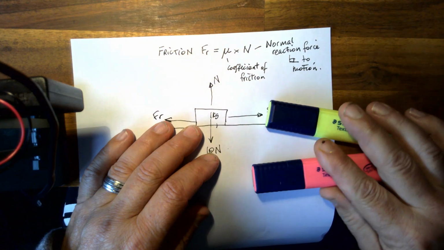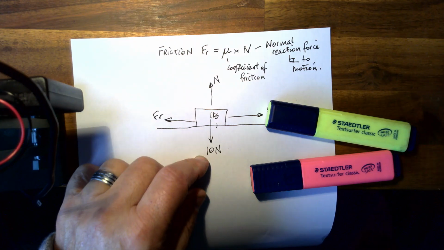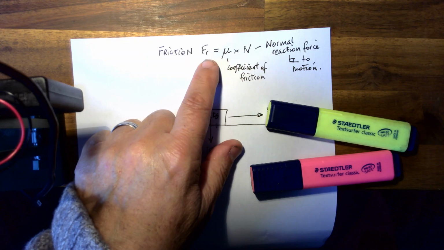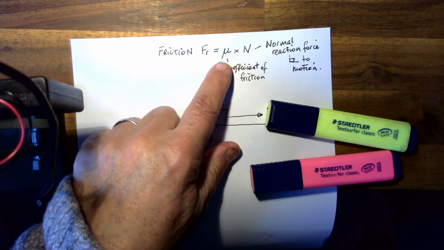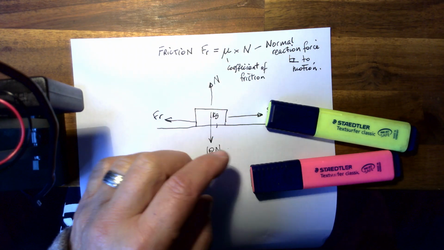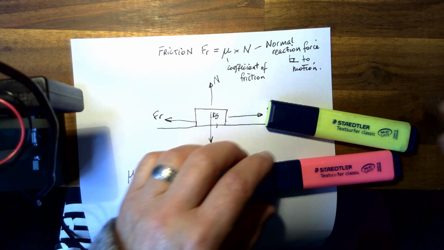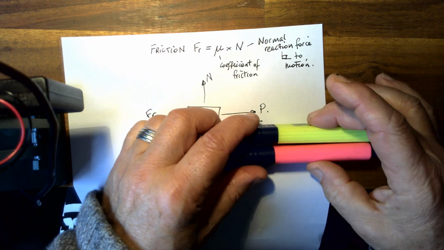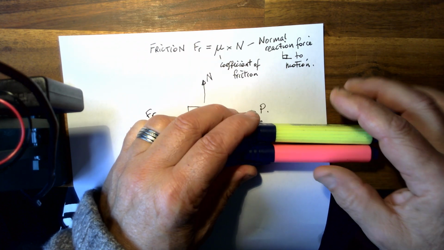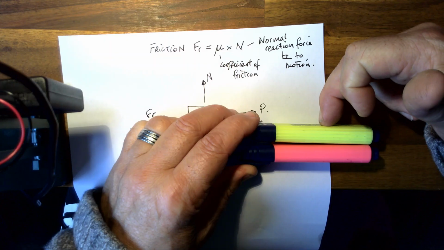Okay, we're here talking about friction. Now friction is given by a mathematical formula: FR stands for friction, mu is the coefficient of friction, times N. And N is called the normal reaction force. The normal reaction force just means the force at right angles to motion. So that's what it means in mathematics. A normal is something that comes at right angles to something else.